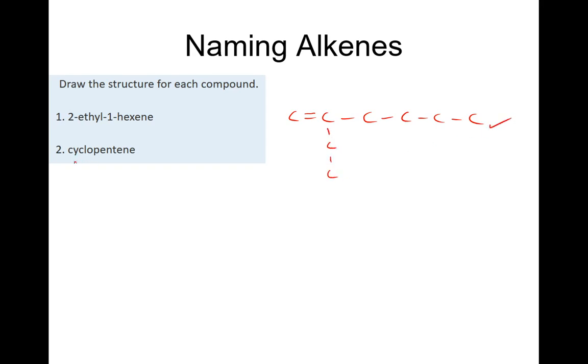That's that one. And cyclopentene, what does that mean? 1, 2, 3, 4, 5, around in a circle, or in a pentagon as this would be here. Where do I put the double bond? Wherever you want. There. Grand. That's it. Done.